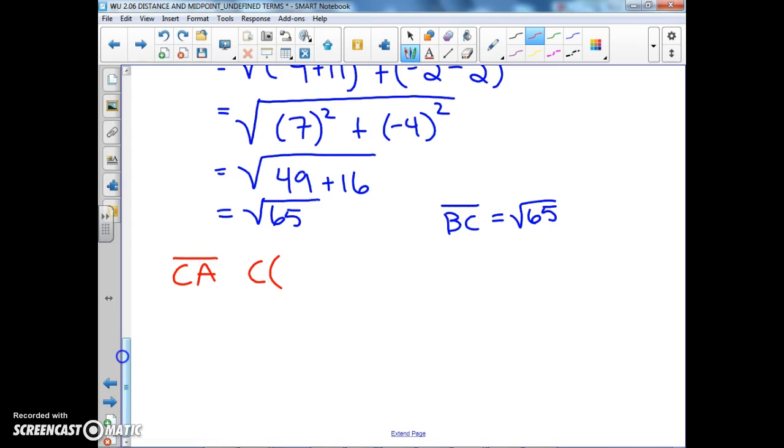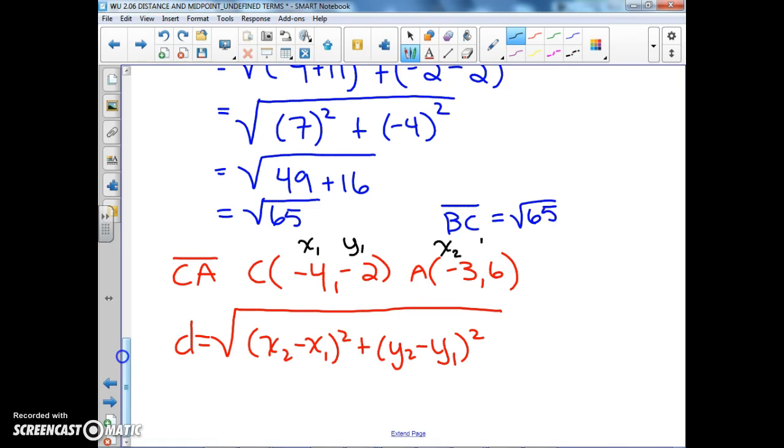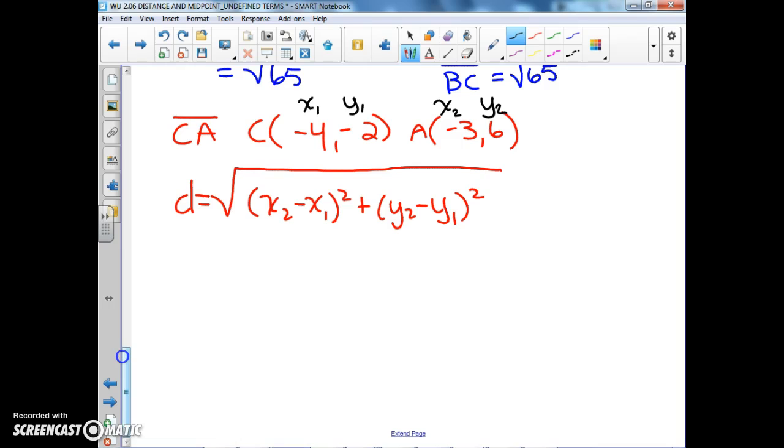C is at negative 4, negative 2. A is at negative 3, 6. Okay, I'll write my distance formula. Okay, I label my parts. This is x1, y1, x2, y2. Okay, and then plug them in.